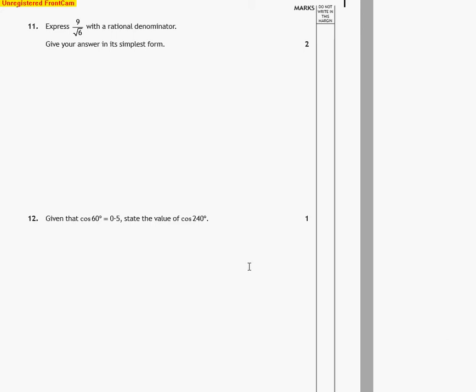Okay, question 11. Express 9 over root 6 with a rational denominator. Give your answer in the simplest form. So 9 divided by root 6. The first thing you want to do here is multiply through by root 6 over root 6.